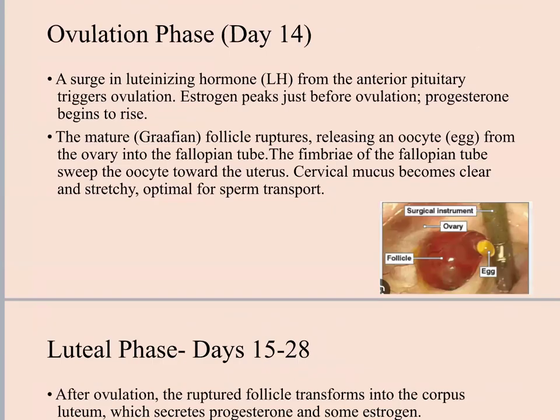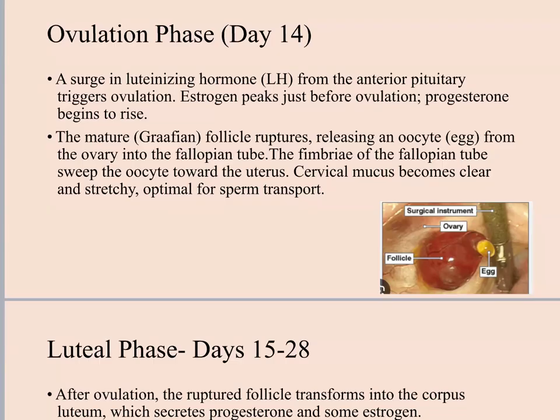So in our ideal textbook menstrual cycle, on day 14, ovulation occurs. And that occurs because there's a surge in luteinizing hormone from the anterior pituitary gland. That is what gives that ultimate push for the egg to release. Estrogen is at its highest just before ovulation, and progesterone starts to rise. So that mature follicle, which is also called a Graafian follicle, ruptures. And you can see a little picture of this there in the corner.